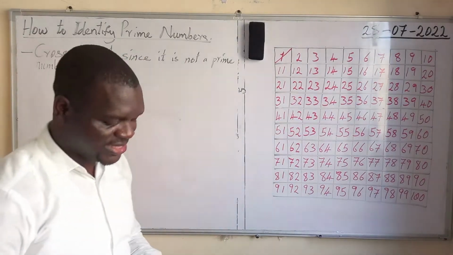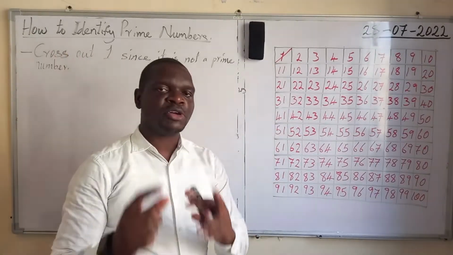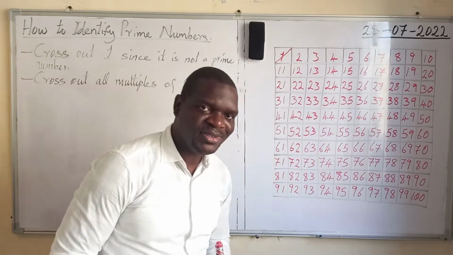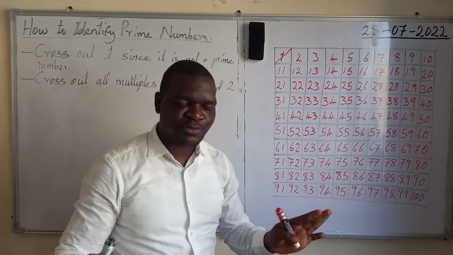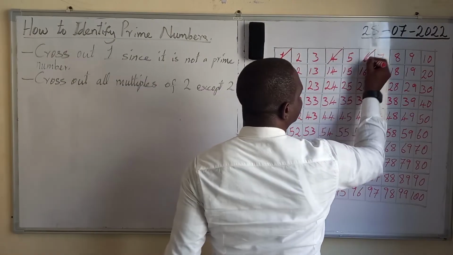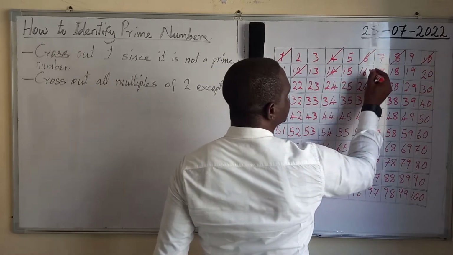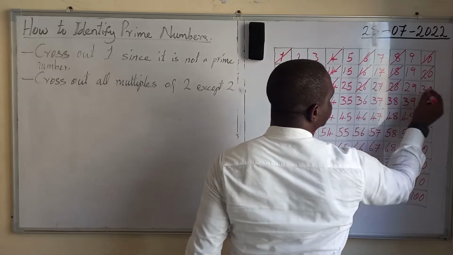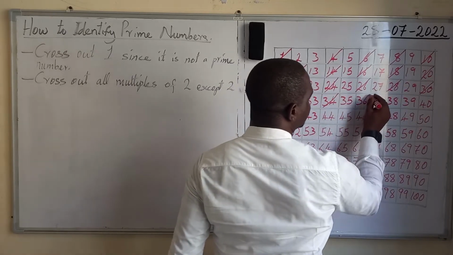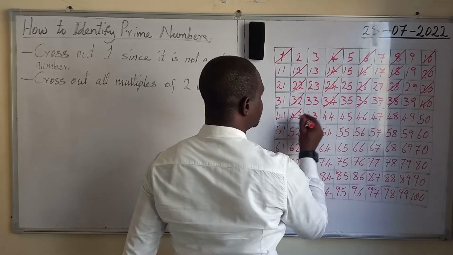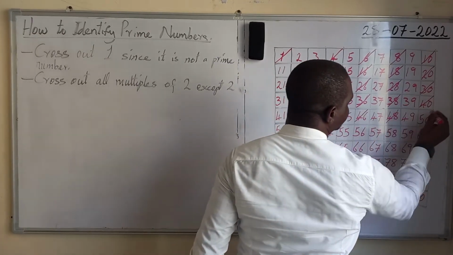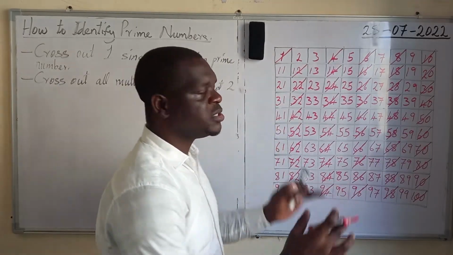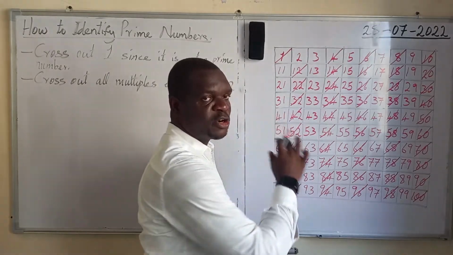The next rule states that we should cross out all the multiples of 2 except 2. So we're going to go to our table and we'll cross out all the multiples of 2, leaving out 2. 4, 6, 8, 10, 12, 14, 16, 18, 20, 22, 24, 26, 28, 30, 32, 34, 36, 38, 40, 42, 44, 46, 48, 50, 52, 54, 56, 58, 60. All the multiples of 2 except 2 have been crossed out.